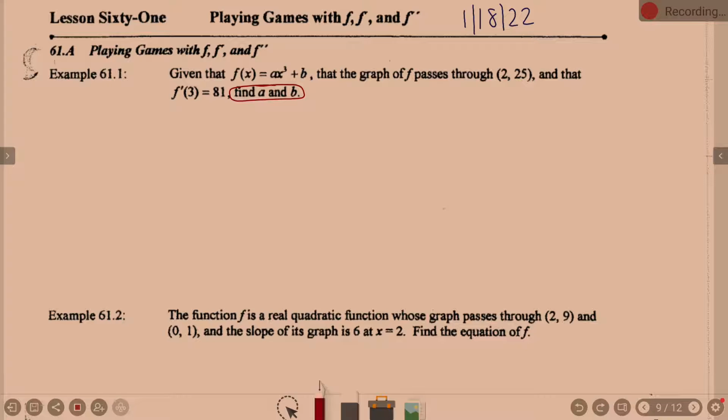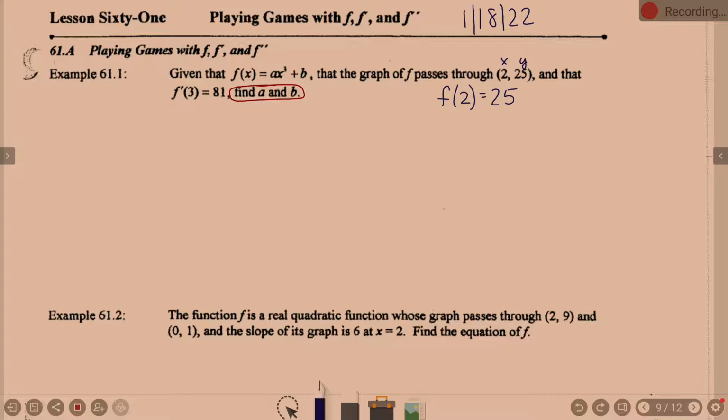Okay, so given f of x, we have a point, we have the derivative at 3, find a and b. Do you guys have thoughts on where you want to start? We can use the point and plug it in. Okay, so we can use the point, and we have 2 different things we can look at here. We can use the point (2, 25), so this is an x and a y value. Or you can also say f of 2 is equal to 25, because when you put in 2 for x, you're going to get 25 out.